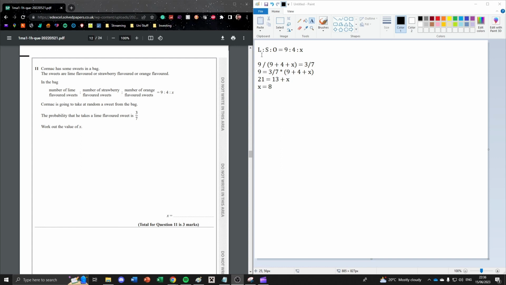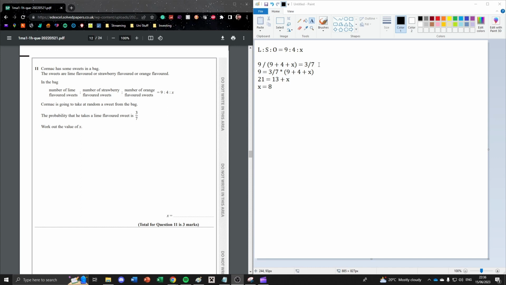So I've shortened this here to L to S to O for lime, strawberry, and orange is 9 to 4 to x. Now how we can use this mix between probability and ratios is that the probability of picking one element from a ratio is the prominence of that element, which is in this case 9, divided by the sum of all elements. So in this case, our 3/7 chance of picking a lime sweet is equal to 9 divided by 9 plus 4 plus x, the sum of all these elements.